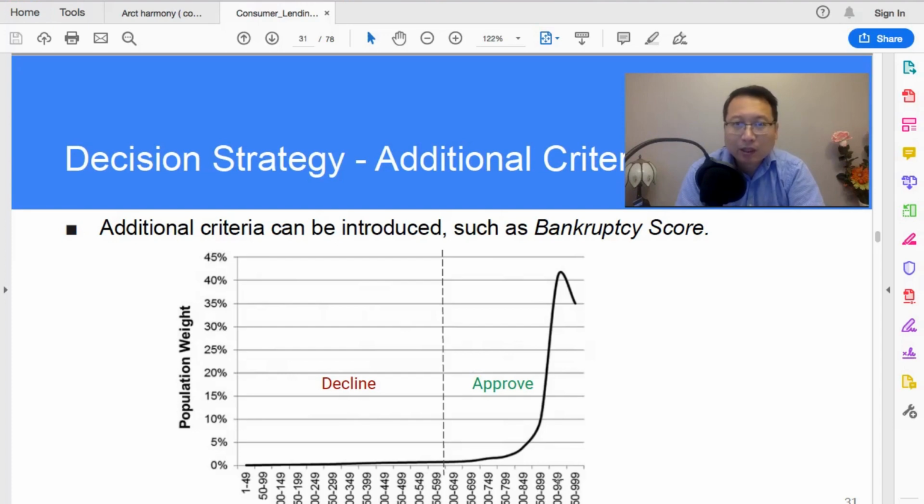So for that, you have to look at your population size, right? If you have a small portfolio, you probably don't want to introduce too many decision elements because each segment becomes smaller and smaller, and also the performance might not be stable over time.